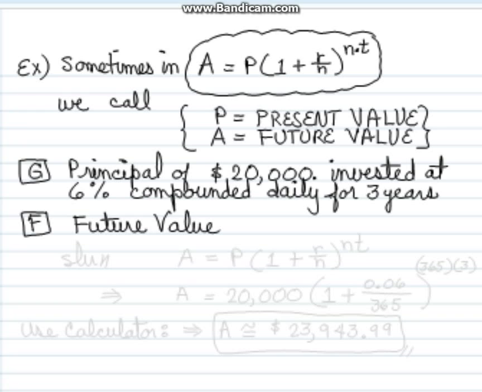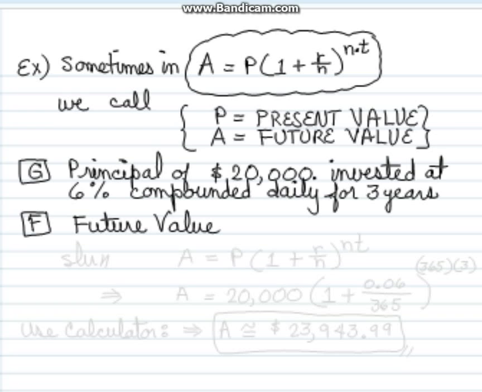Sometimes in the formula, the amount in the account at time t is equal to the principal amount P, parenthesis, times 1 plus R over N raised to the N times T power. That's the amount in your account when you have a certain interest rate R for a certain number of compound periods N at time T with the principal investment P.